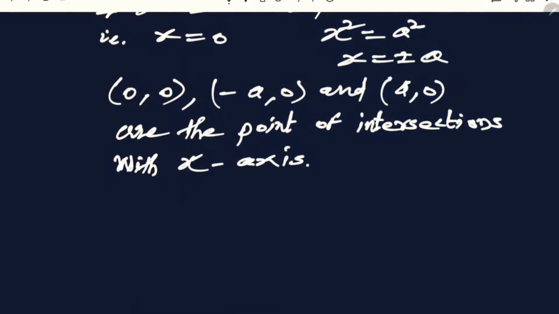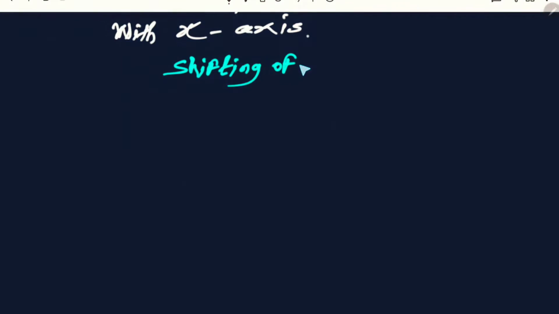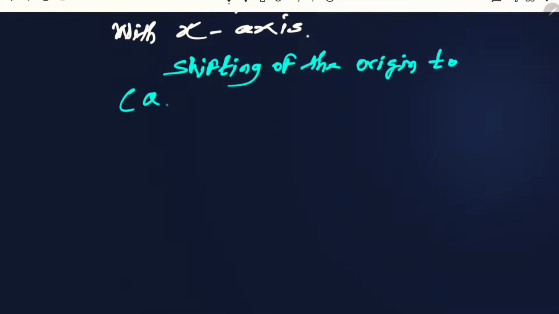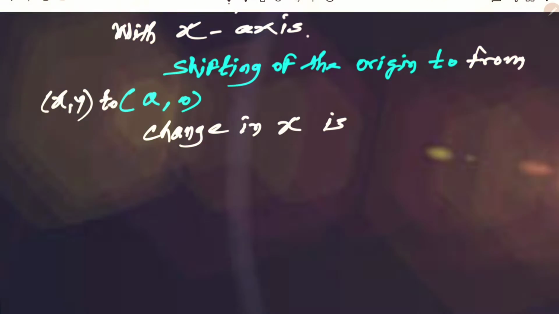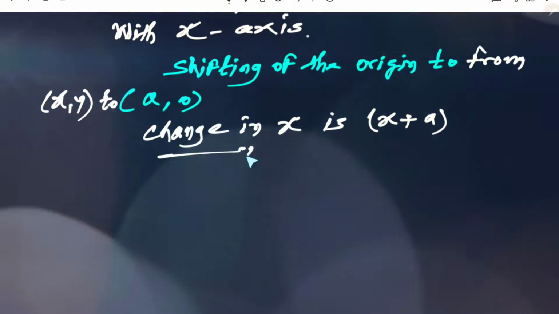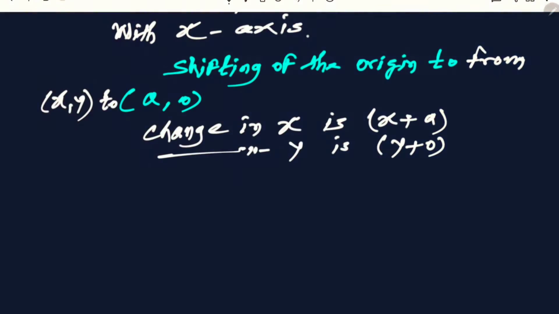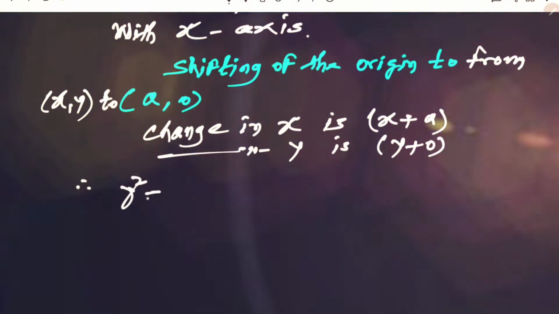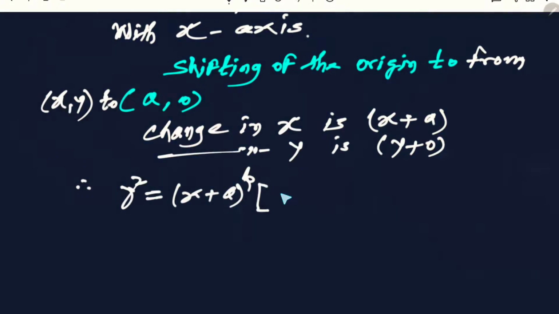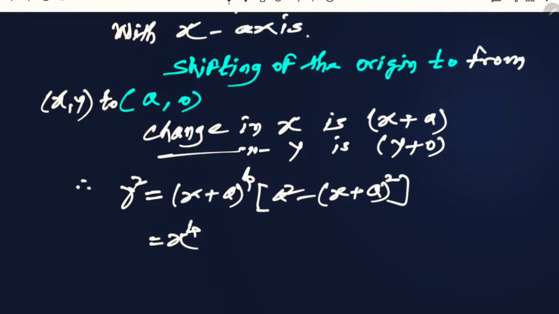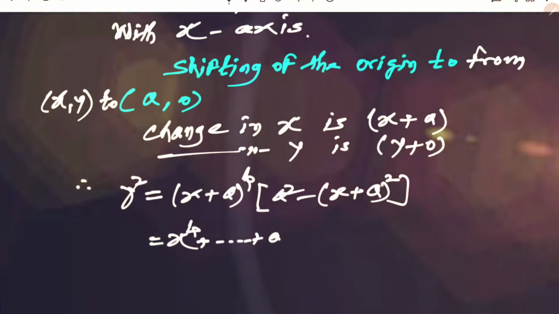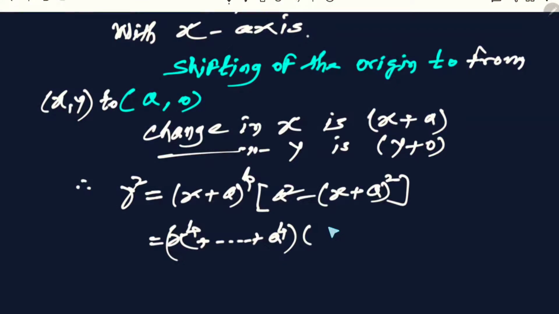And whenever we get any point of intersection other than origin, we require to find shifting of origin to find the nature of the curve at that new origin. Therefore, we shift the origin from x, y to the point a, 0, and therefore change in x coordinate is x plus a and change in y coordinate is y plus 0. Therefore, the equation of the curve becomes y square equals x plus a whole raised to 4 multiplied by a square minus x plus a whole square.